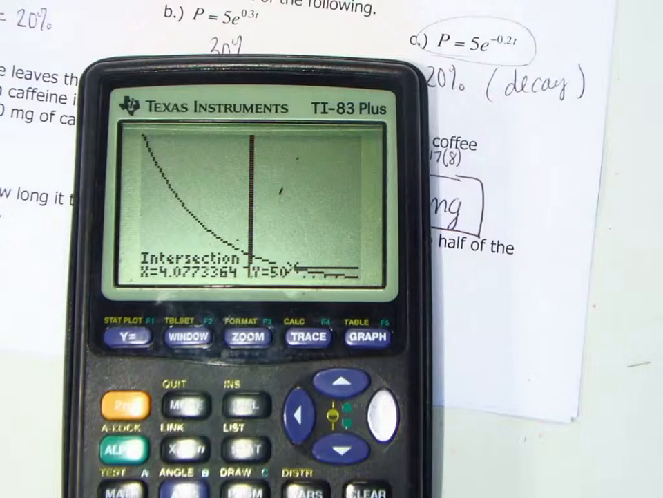Samantha? My graph is just two straight lines on top of each other. Okay, I'll have to look at yours. I can't diagnose it since your calculator's different. Remind me when we're done.